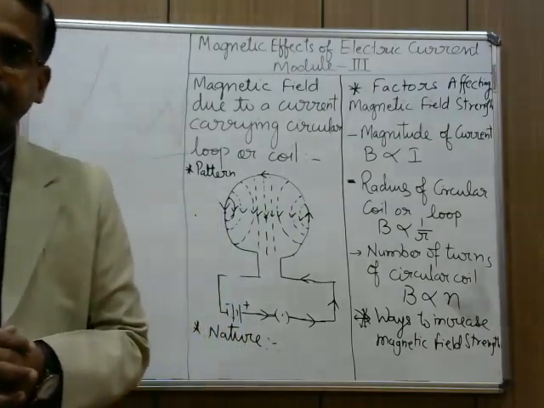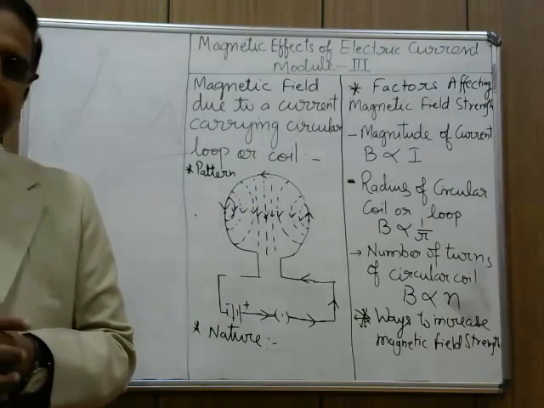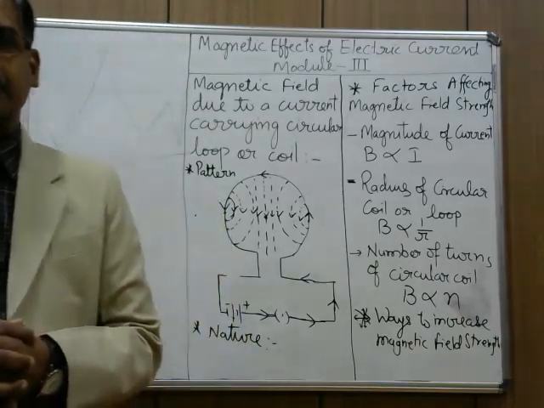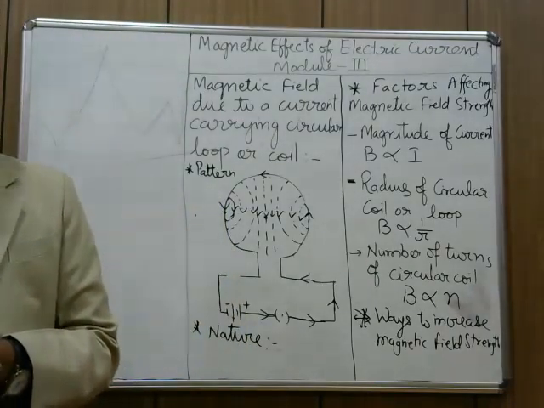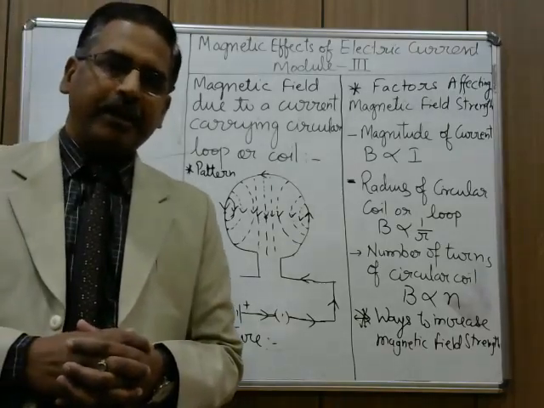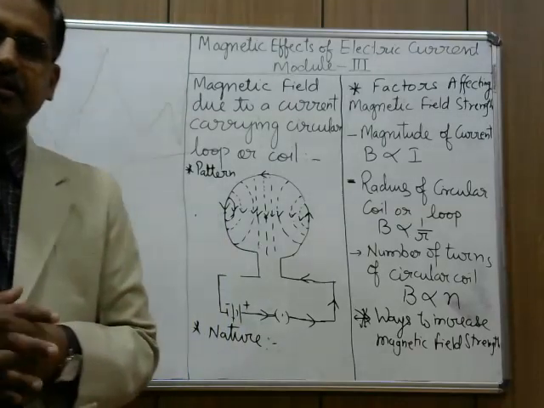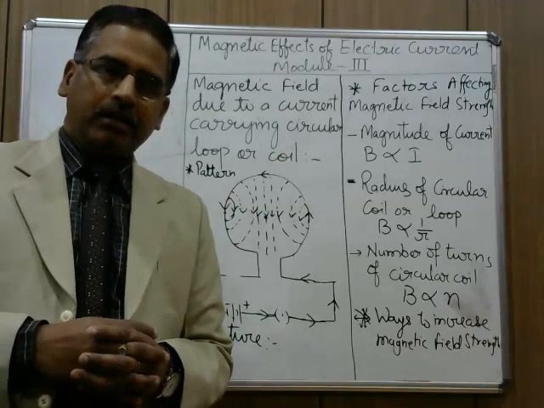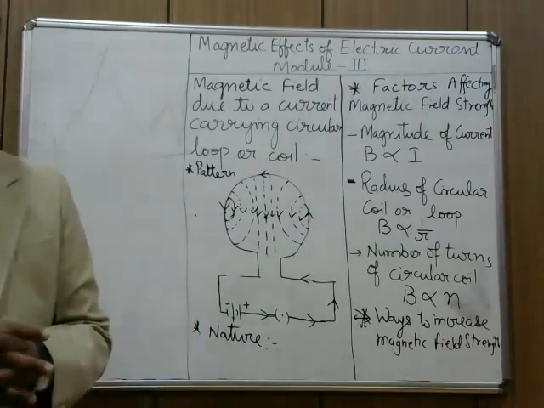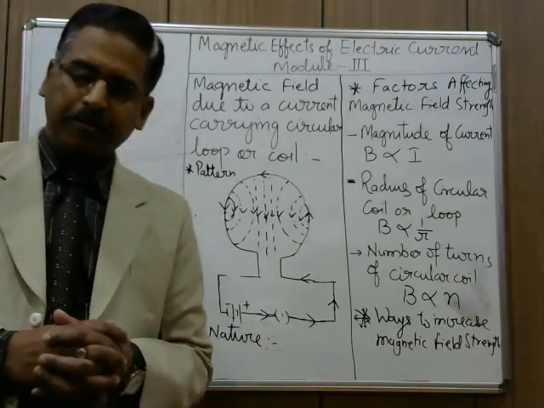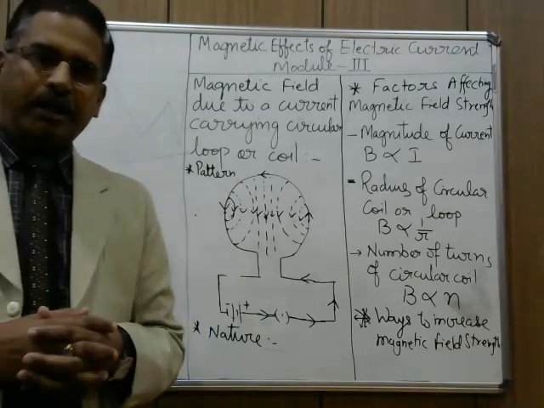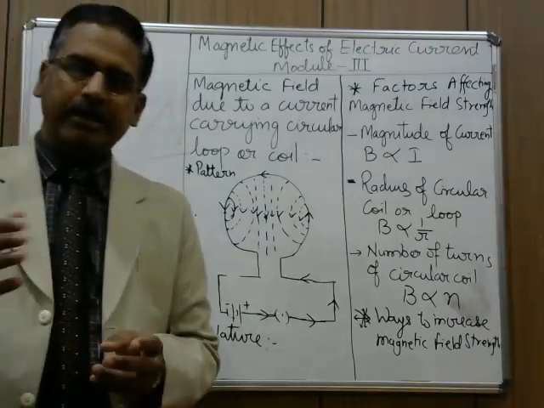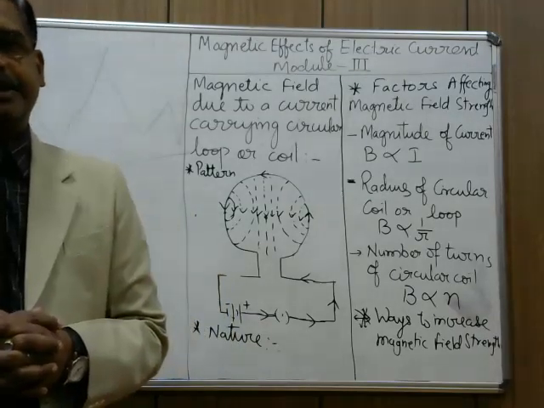Third factor, the magnetic field strength produced by a current carrying circular coil also depends upon the number of turns in the circular loop or coil. It is directly proportional to the number of turns. That is, on increasing the number of turns in the circular coil, the magnetic field strength also increases, the reason being that the current flows in the circular coil in the same direction. So each loop contributes to the magnetic field, and therefore at a point, the magnetic field because of each loop is added up, and hence the magnetic field increases.